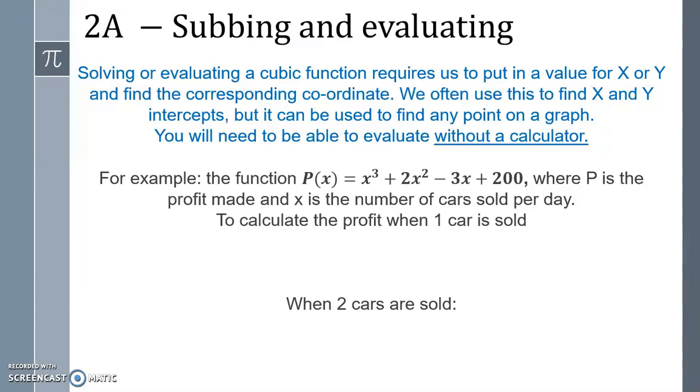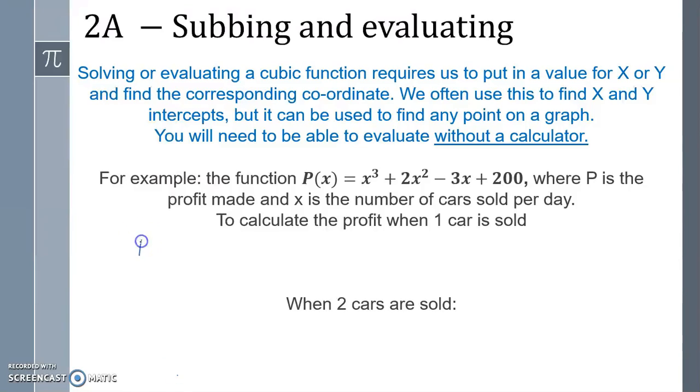So I've got an example here. In the function, P is the profit made, and x is the number of cars sold per day. They want us to calculate the profit when 1 car is sold, and then again when 2 cars are sold. I'm just going to show you how to do that. If you want more examples of this, have a look in the examples videos.